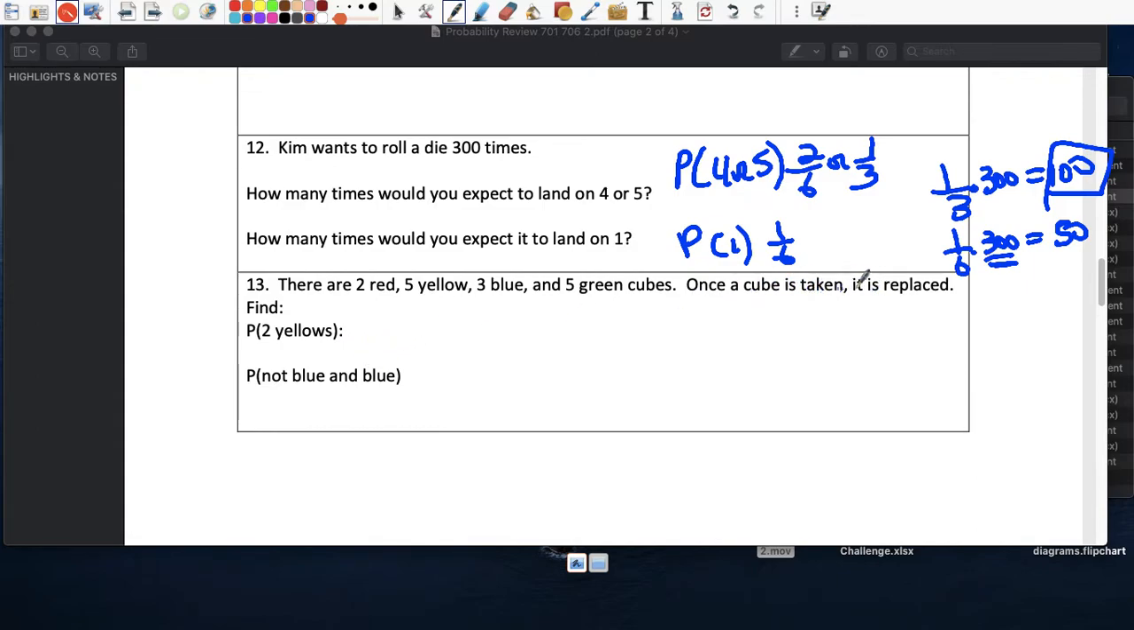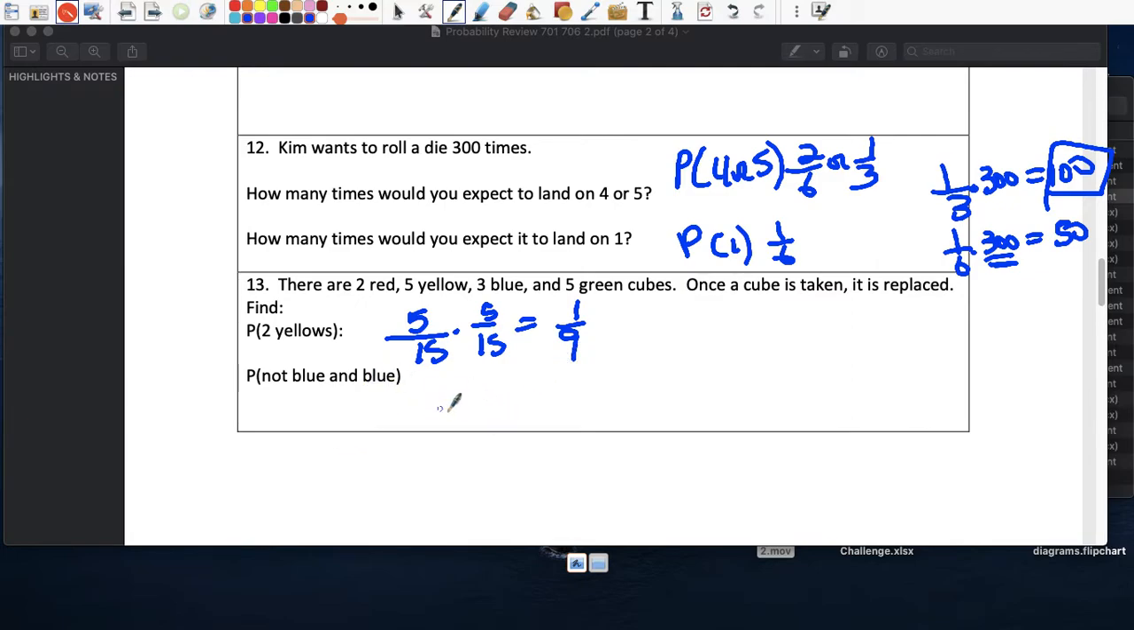Once a cube is taken, it is replaced. So you take a cube, you put it back. What's the probability of getting 2 yellows? Well, it would be 5 out of 15. You look at the marble, you put it back in the bag. So the chance of getting your second marble is also 5 out of 15. So that's 1/3 times 1/3, or 1/9.